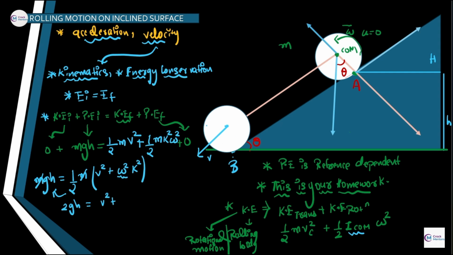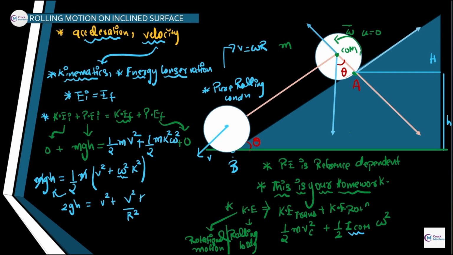Of course, this is the pure rolling condition, because we are solving everything for pure rolling. So if it is in pure rolling, then v must be equal to omega r. Then I can replace omega by v upon r.